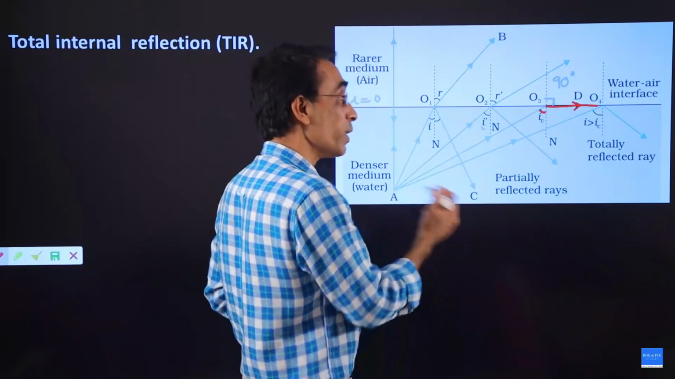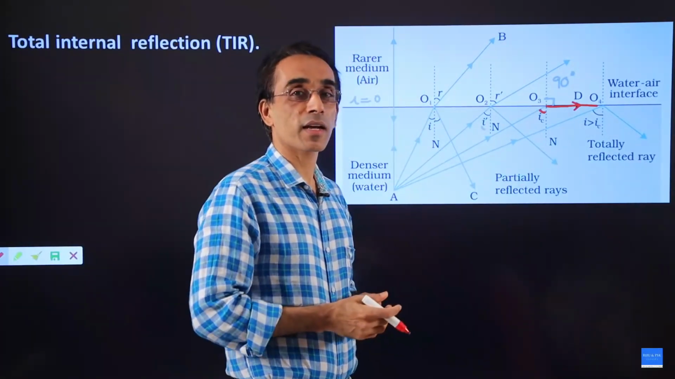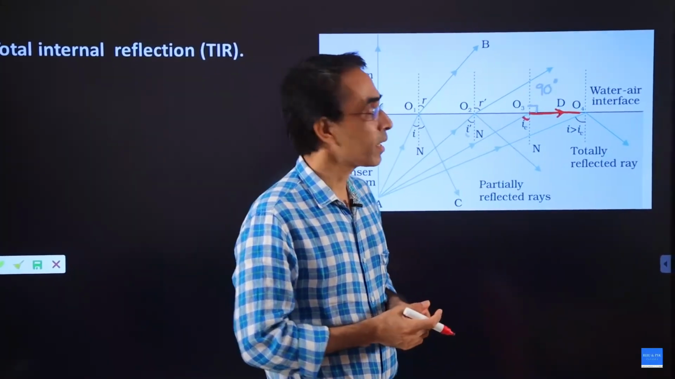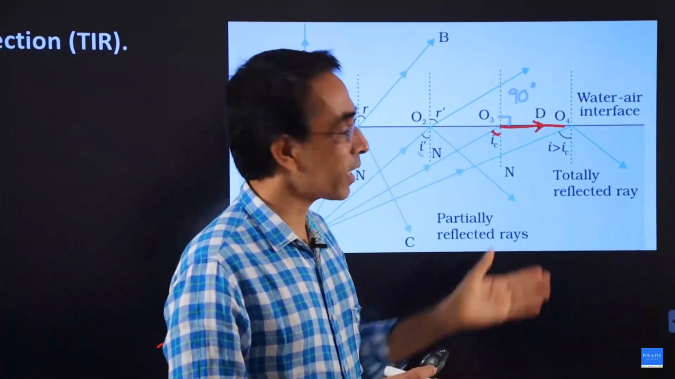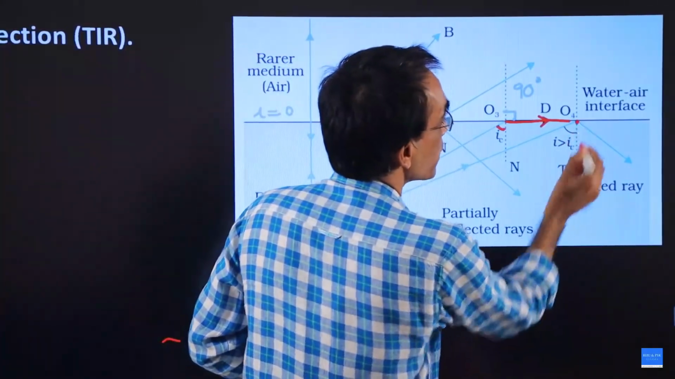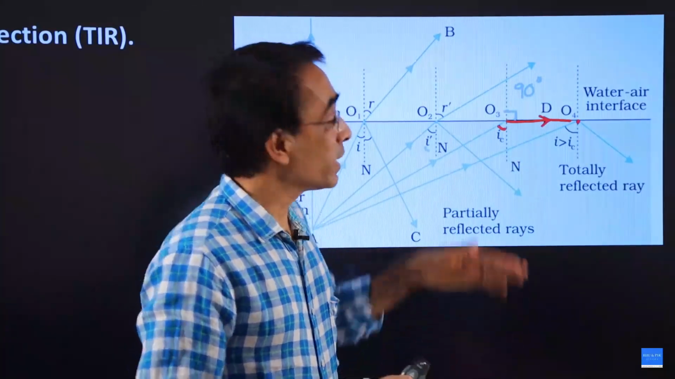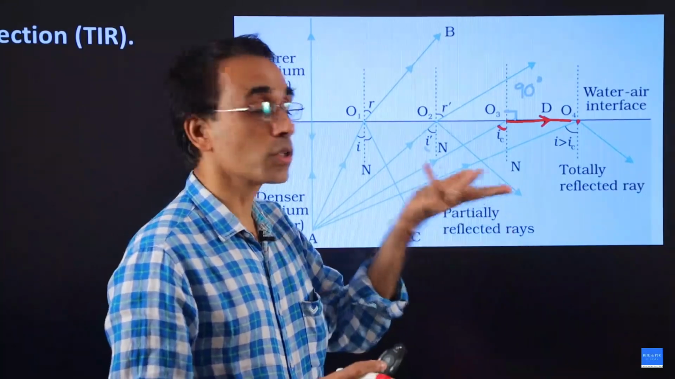Fine. What will happen if I increase the angle of incidence more than the critical angle? Then this 90 degree should also increase. But you can see, if it increases, it cannot go to air. It has to go back to water. So, at this point you can see there is no refracted light, no refraction at all. This is a transparent medium. Light should have actually gone to the other medium, but it is not going.